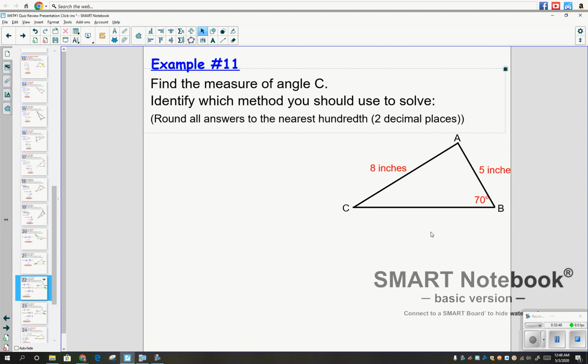Example number 11. Do I have a right triangle? One angle is 70, and no, I do not. So I'm either using law of sines or law of cosines. Do I have an opposite pair? Well, 8 and 70 are opposite, so there's an opposite pair. And again, I want to solve for angle C. That forms an opposite pair here with 5, so I'm going to use law of sines.